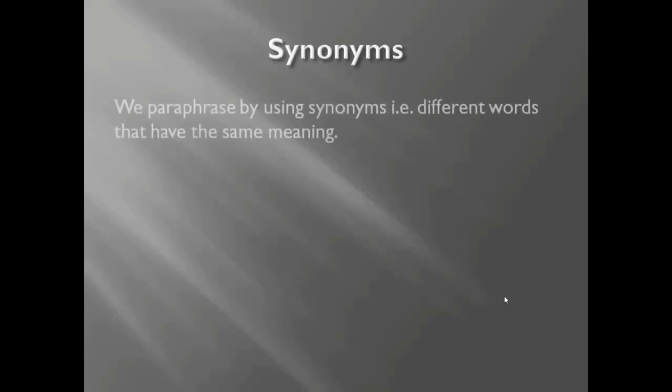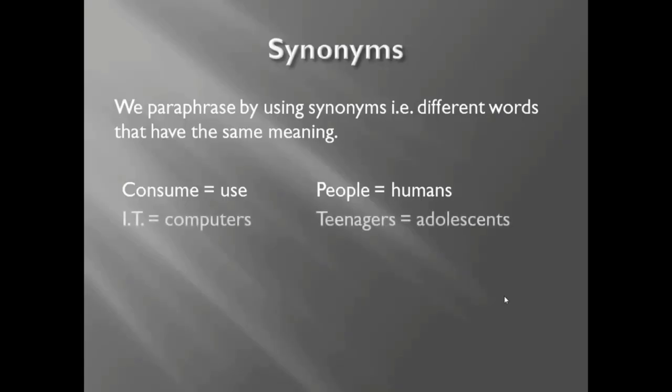What are synonyms? Synonyms are different words that have the same meaning. For example, if you consume something, you use it. So you could say a car consumes petrol. It uses petrol. And people, a synonym of people is humans, or human beings, or men and women, or humanity. IT, information technology, a synonym would be computers. Or you could use an example like laptops or iPads or something like that. Teenagers, adolescents. So adolescents are people between the ages of, say, 13 and 18. So they are teenagers.